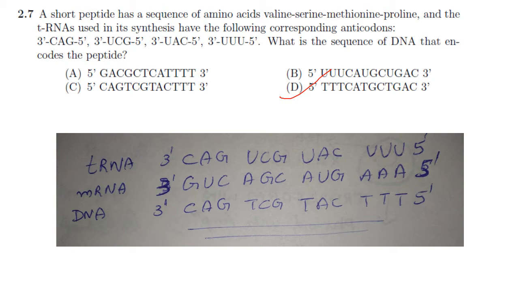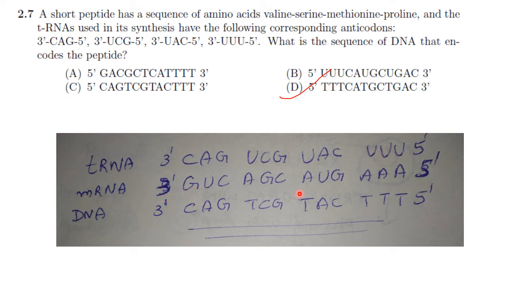Next question. A short peptide has a sequence of amino acids valine, serine, methionine, proline, and the tRNAs used in its synthesis have the following corresponding anticodons. What is the sequence of DNA that encodes the peptide? So they have given the tRNA anticodons and I have written it like this. Now tRNA anticodons will correspond with the mRNA codons.